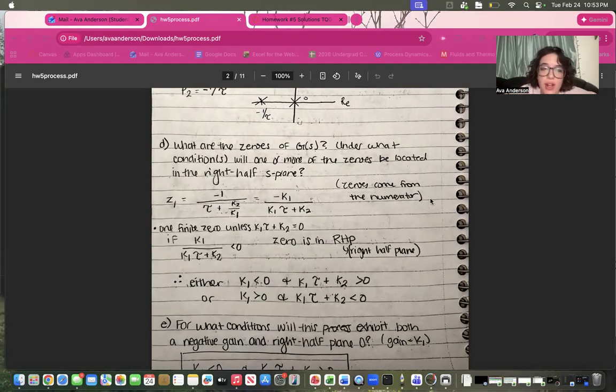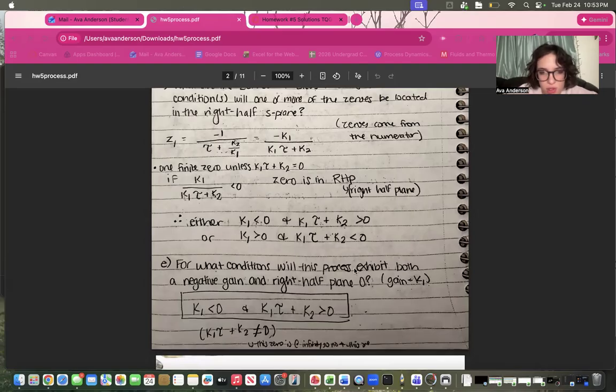Zeros come from the numerator. Z1 equals negative 1 all over tau plus K2 over K1. You have one finite zero unless K1 tau plus K2 equals 0. And if K1 all over K1 tau plus K2 is less than 0, the zero is in the right half plane. Therefore, you have two options. K1 is less than 0 and K1 tau plus K2 is greater than 0, or K1 is greater than 0 and K1 tau plus K2 is less than 0.